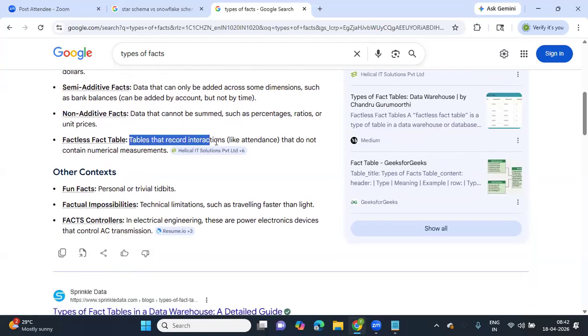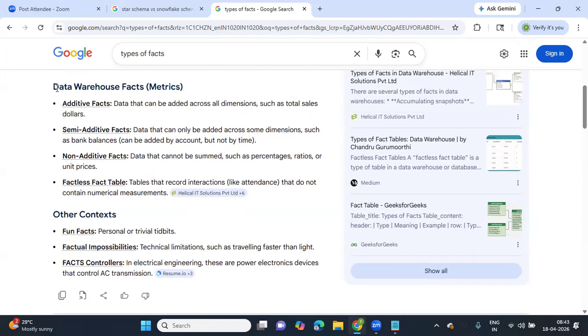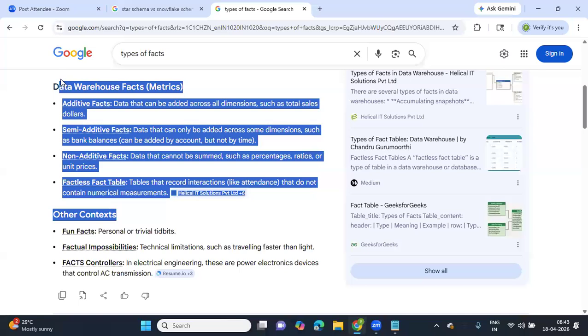And we have something called a factless fact table. Yes, this is important. A factless fact table doesn't hold any quantities or measures, but it is still called a fact table. The example of that is the attendance of a student. It says whether present or absent, but there are no numerical measures. That is called a factless fact: tables that record interactions, like attendance, that do not contain numerical measures. So let's put it down. These are the types of facts.